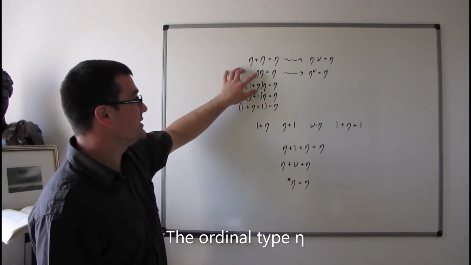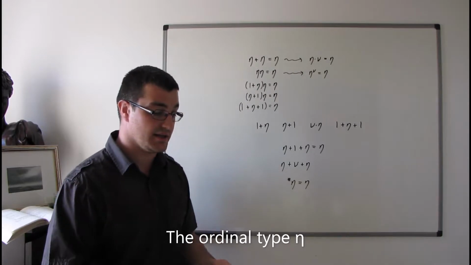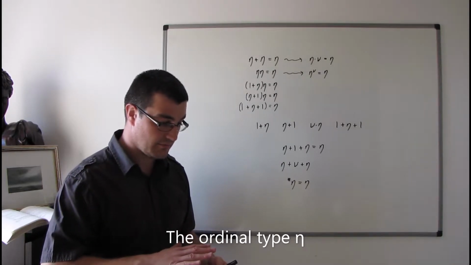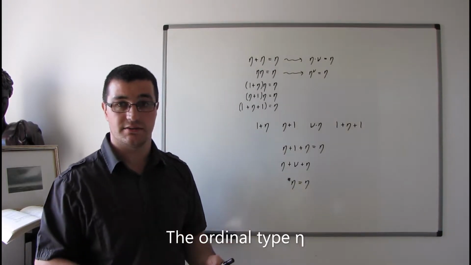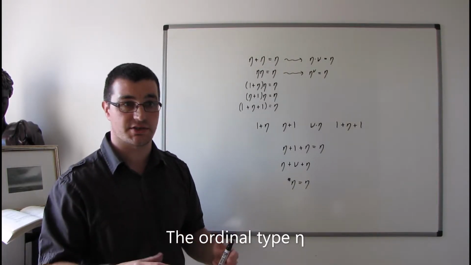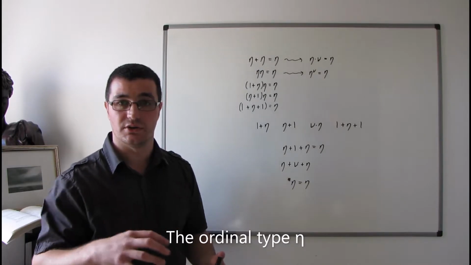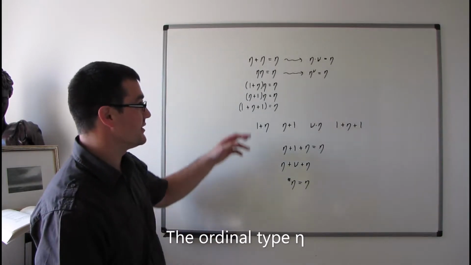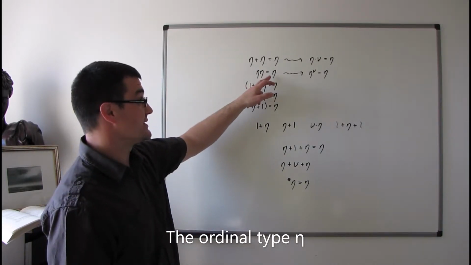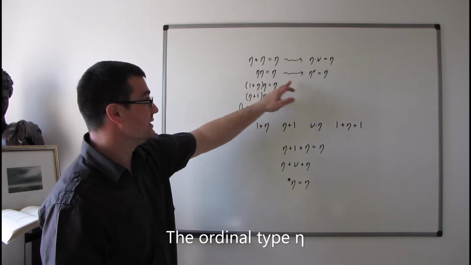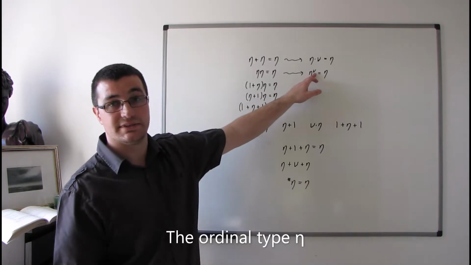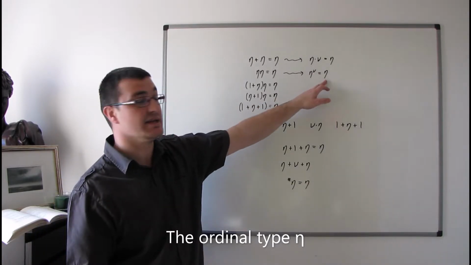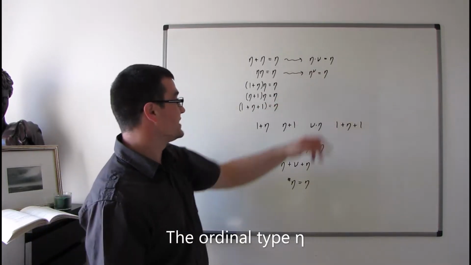Eta times eta, which we can visualize maybe as all of the points in the interior of a unit square with rational coordinates, for example, has the same ordinal type as eta, and indeed any such eta dimensional generalization of this has the same ordinal type as eta.